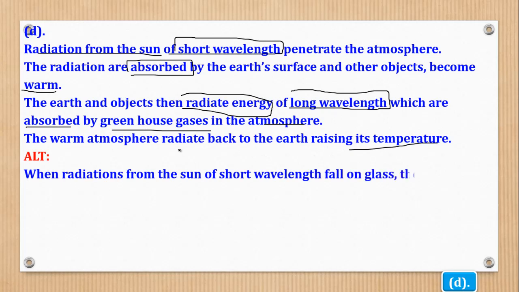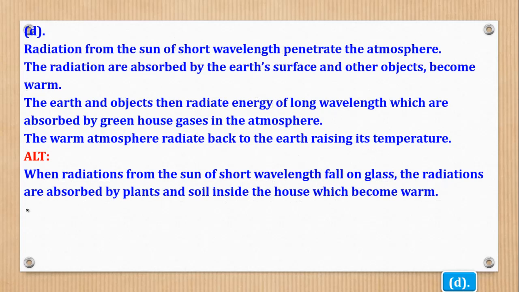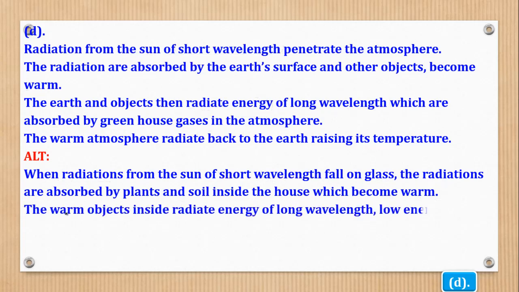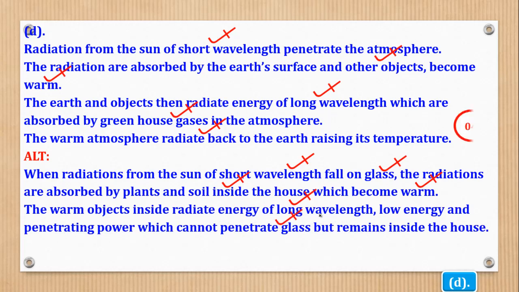Alternatively, you could explain the greenhouse as follows: when radiations from the sun of short wavelength, and this word short wavelength is needed, you can't avoid it, fall on glass, the radiations are absorbed by plants and soil inside the house, which become warm. The warm objects inside radiate energy of long wavelength, low energy and penetrating power, which cannot penetrate glass but remains inside the house. And that's what they wanted.